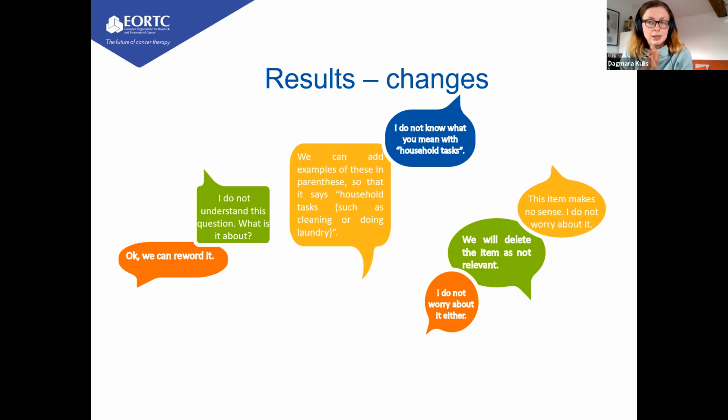We might have to retest it for cultural appropriateness, because of course in different countries, those basic household tasks might be different. And then if they say this item makes no sense, I do not worry about it. If it's something that is reported by many patients, we might decide to delete the item as it's not relevant and not necessary in the final measure.